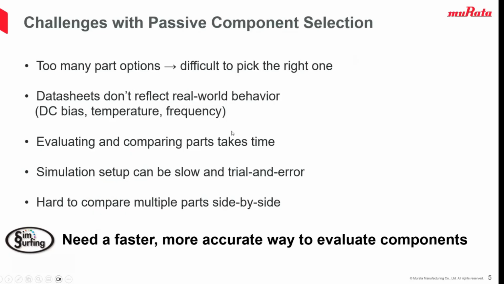When it comes to passive components, there are a few common challenges that you might run into. First, there might just be too many part options, which makes it difficult to pick the right one. And even once you narrow down those options, the data sheets might not reflect real world behavior, especially when you factor in things like DC biasing for a cap or saturation currents for an inductor. You want to go over these specs and evaluate and compare different parts, which takes time. Setting up simulations can be slow and can be a bit of trial and error.